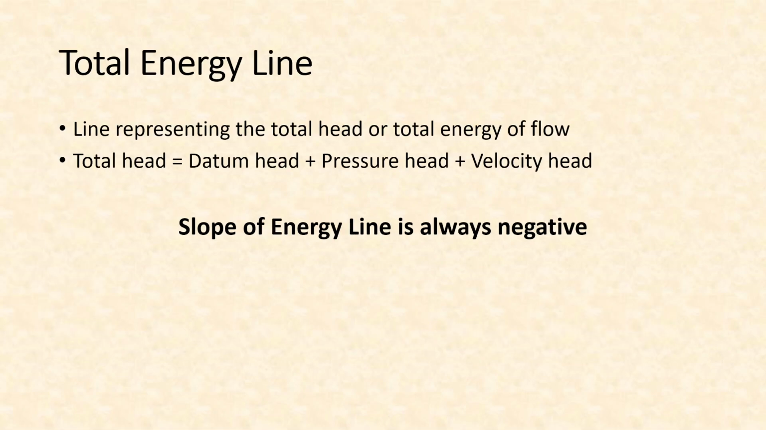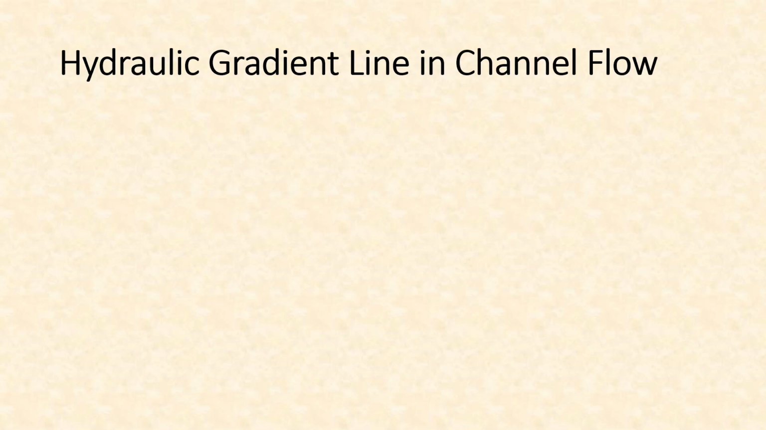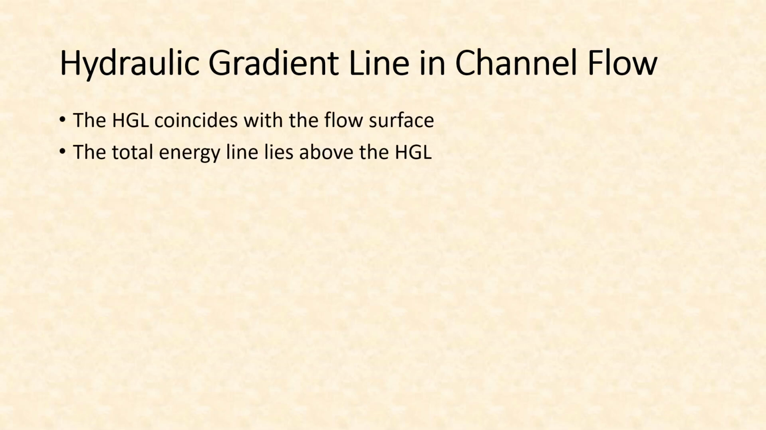So now we know that the line representing the total energy or total head is called the total energy line, and it's the sum of datum head, pressure head, and velocity head, and slope of energy line is always negative. Now hydraulic gradient in channel flow, if it's a channel, then we can say that the hydraulic gradient line coincides with the flow surface and the total energy line lies above the HGL or hydraulic gradient line.